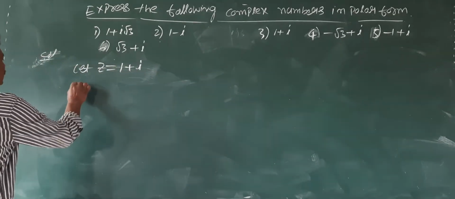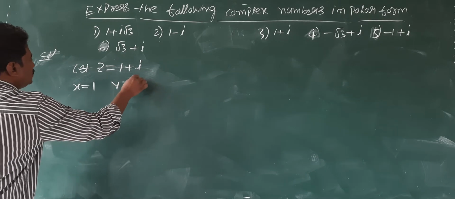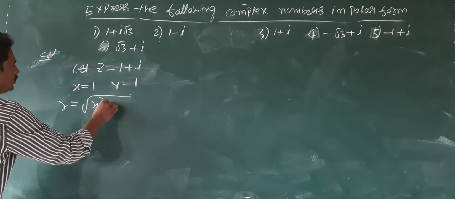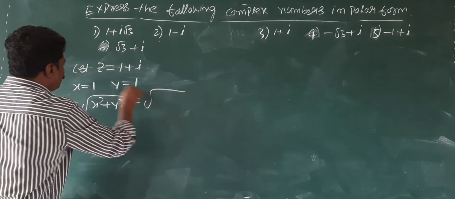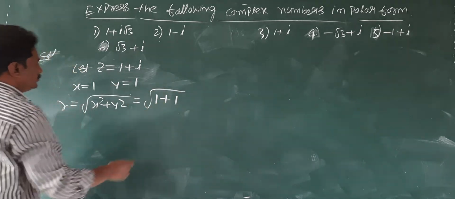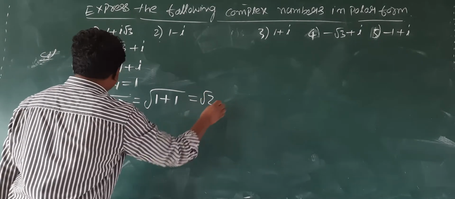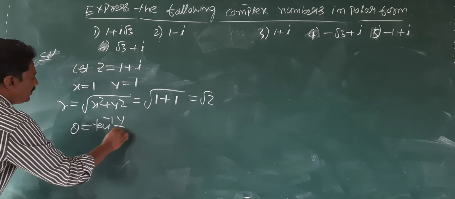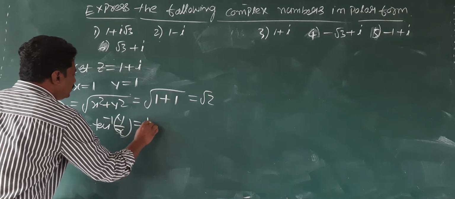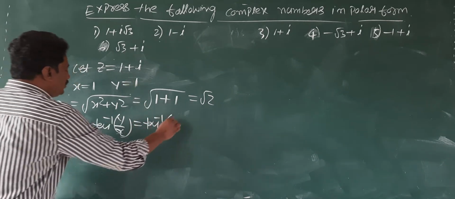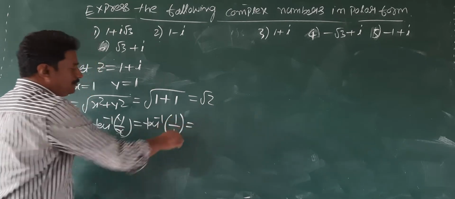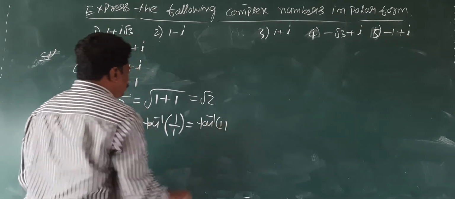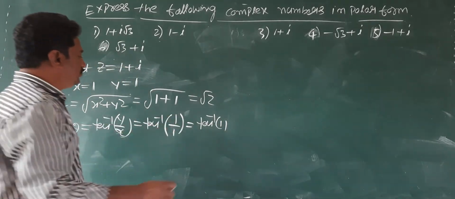So x is 1, y is 1. Find out r. r equals root of x square plus y square, root of 1 square plus 1 square, so it is root 2. Theta equals tan inverse y by x, so tan inverse 1 by 1, 1 by 1 means 1. Tan inverse 1 is pi by 4.